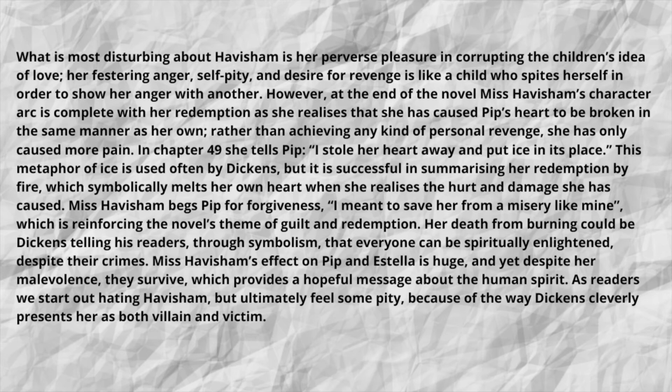In chapter 49 she tells Pip, "I stole her heart away and put ice in its place." This metaphor of ice is used often by Dickens, but is successful in summarising her redemption by fire, which symbolically melts her own heart when she realises the hurt and damage she has caused. Miss Havisham begs Pip for forgiveness. "I meant to save her from a misery like mine," which is reinforcing the novel's theme of guilt and redemption.